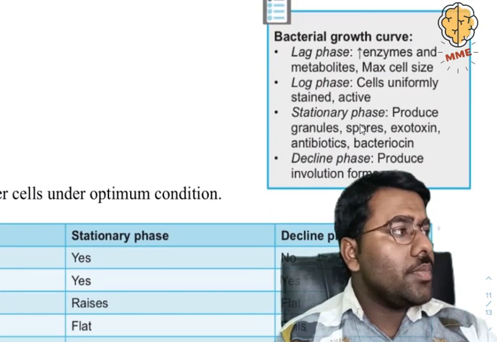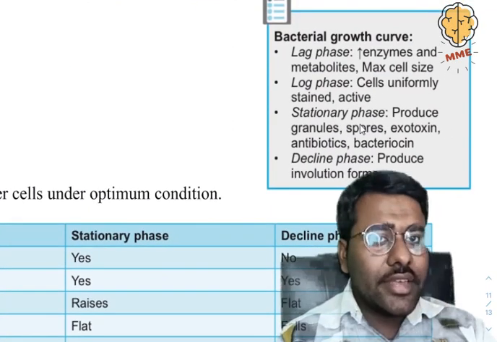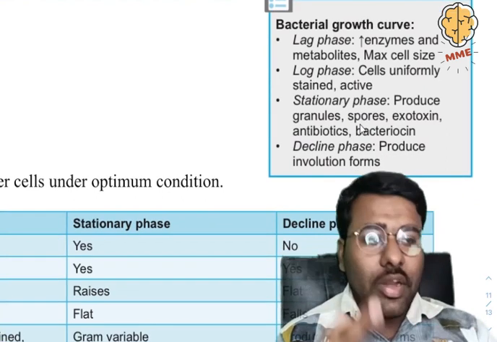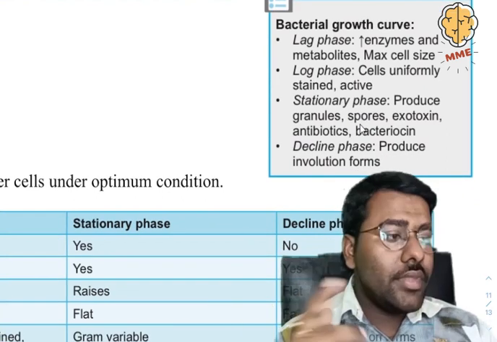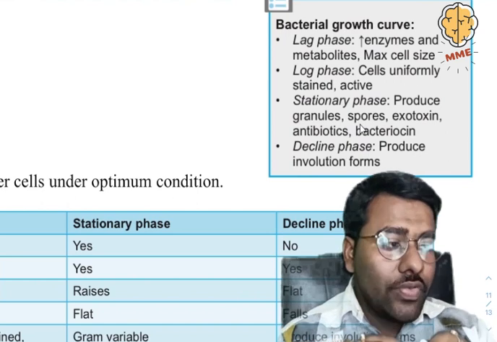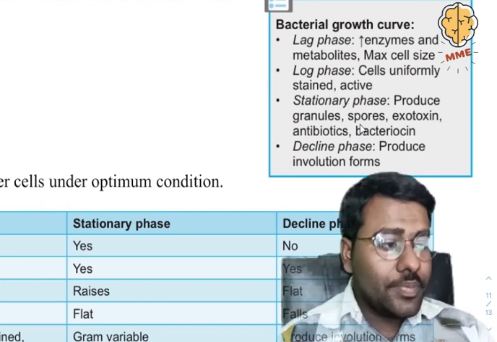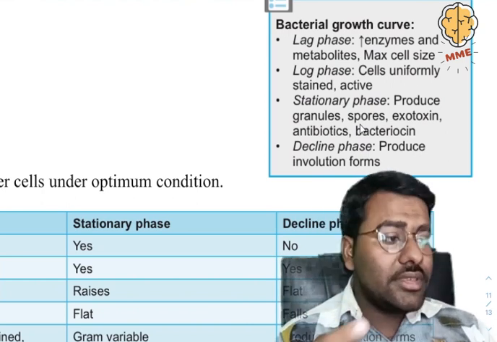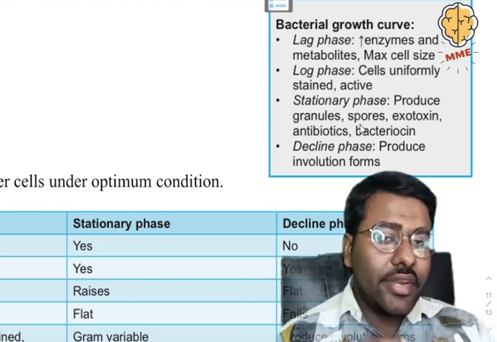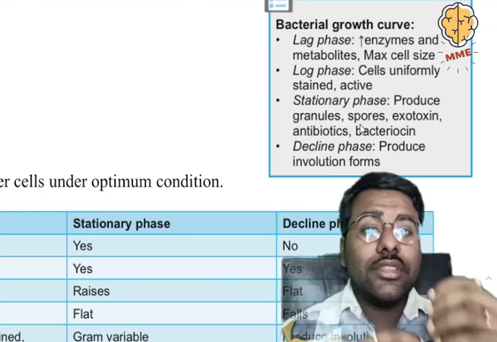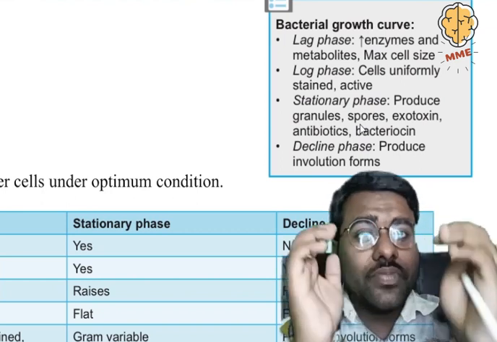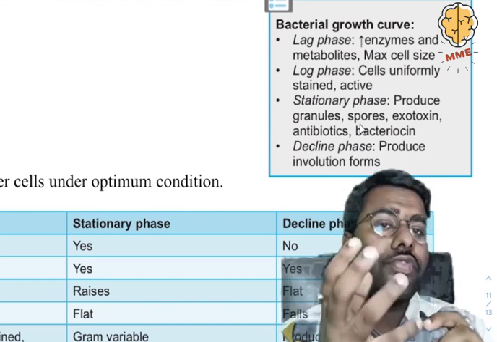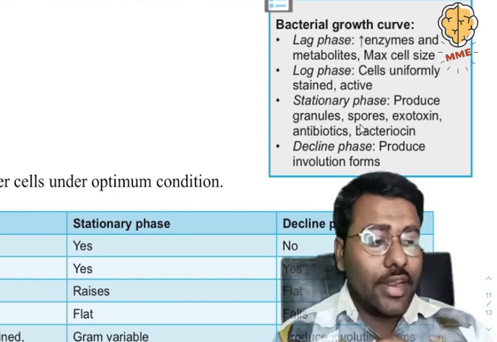So what are the main important findings in the bacterial growth curve? In the lag phase, there is an increase in enzymes, metabolites, and maximum cell size. In case of the log phase, cells are uniformly stained and active. In case of the stationary phase, they produce granules, spores, toxins, and some antibiotics. In case of the decline phase, to overcome these unfavorable conditions, they start involution, or involution forms are formed.